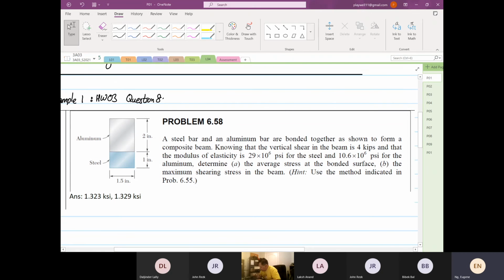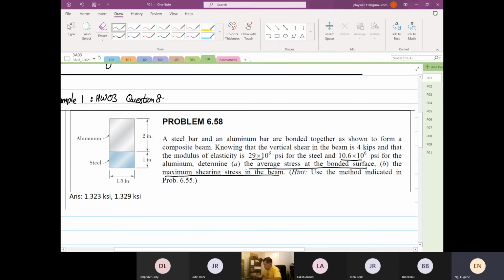A steel bar and an aluminum bar are bonded together as shown to form a composite beam. Knowing that the vertical shear in the beam is 4 kilopound force, and that the modulus of elasticity for steel is 29 times 10 to the power 6 psi, and for aluminum is 10.6 times 10 to the power 6 psi, determine the average stress at the bonded surface and the maximum shearing stress in the beam.